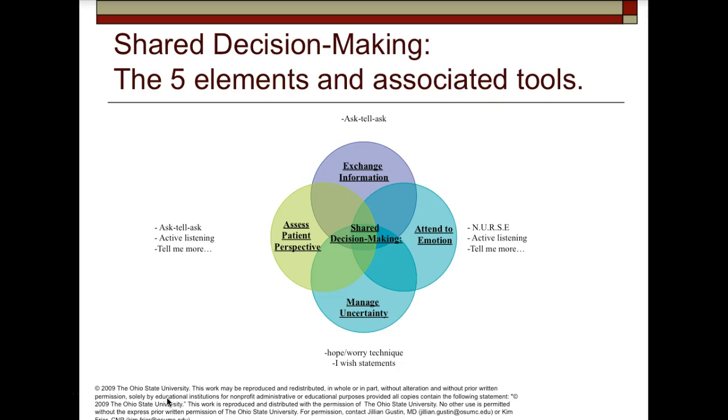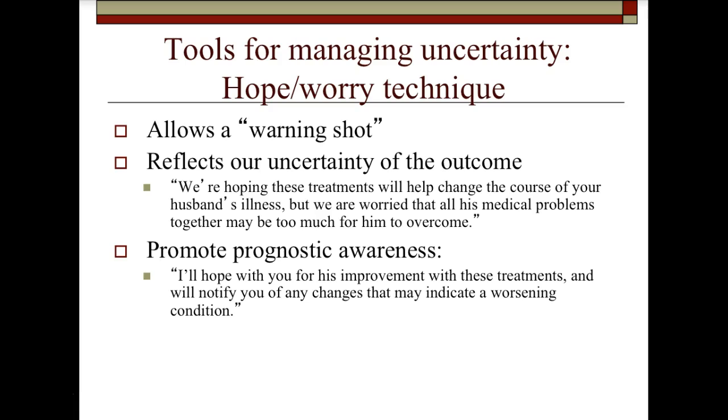Now, we're going to move toward the 4th bubble, which is quite difficult, called manage uncertainty. In manage uncertainty, we've got 2 techniques, the hope-worry technique and the I wish statement. Hope-worry can be used in a couple of different ways. So it can be used as a warning shot and reflect the uncertainty of a given outcome, such as we're hoping that putting your loved one on the breathing machine is going to allow his lungs to rest for a while, and then we can get him off the breathing machine.